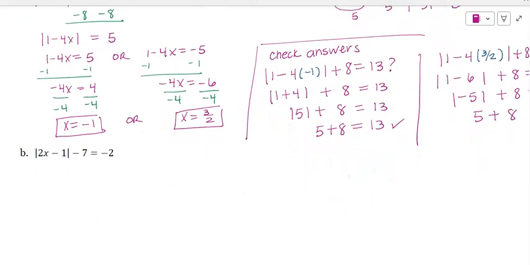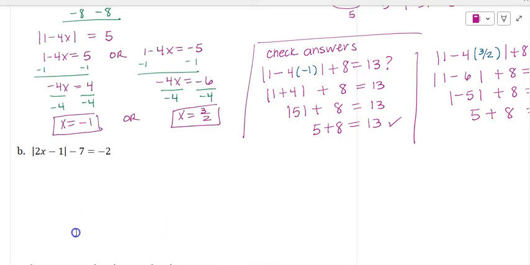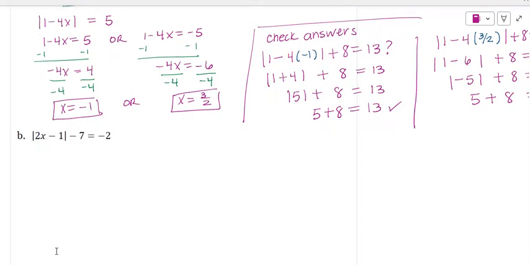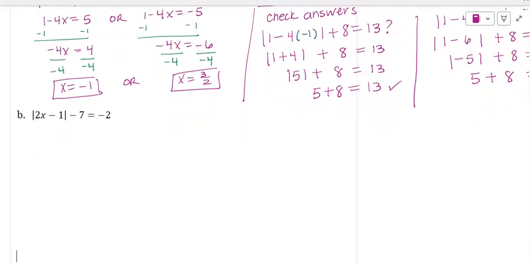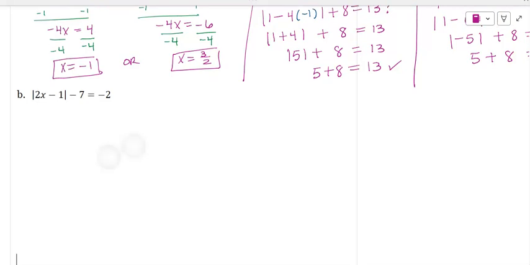Let's look at example B. For example B, even though I have a negative number on the right-hand side of the equal sign, we can still think about solving this problem. Absolute value always has to be positive, but I've still got this 7 that's sitting here, and when I add that to both sides, I'll end up with the absolute value of 2x minus 1 equaling a positive number, equaling 5. So now I will get rid of the absolute value sign and change this into two separate equations.